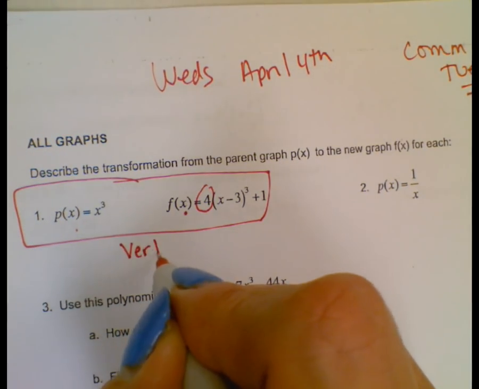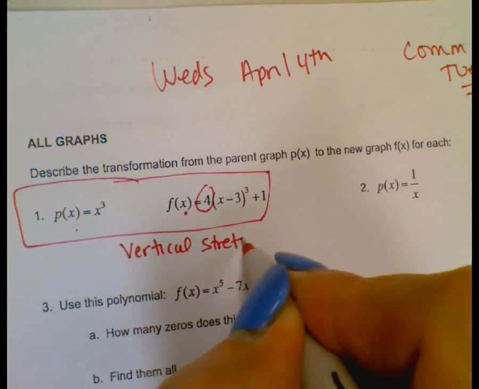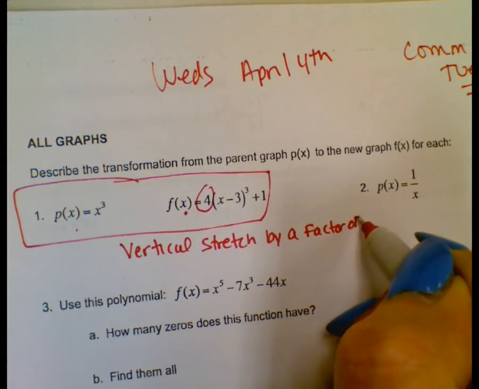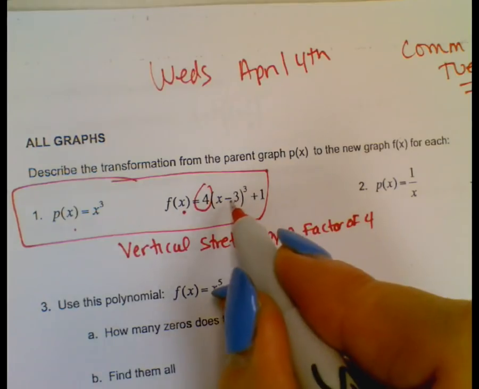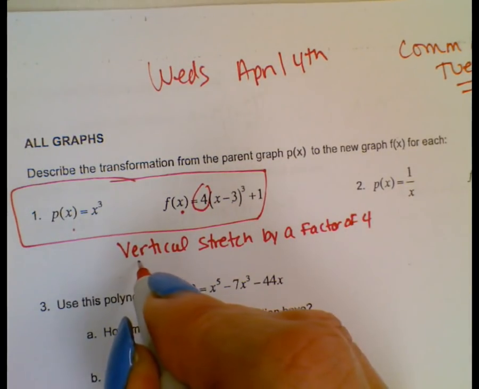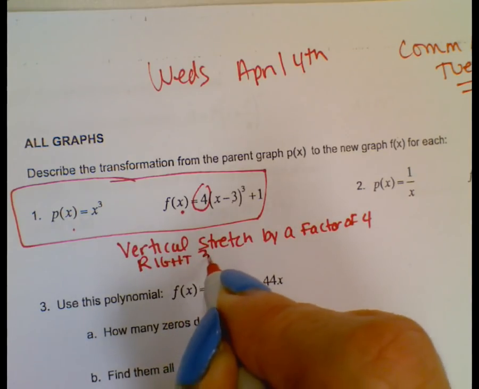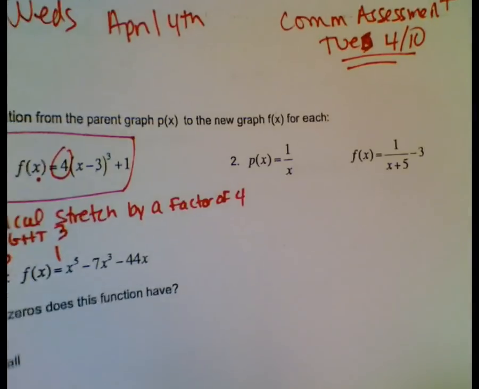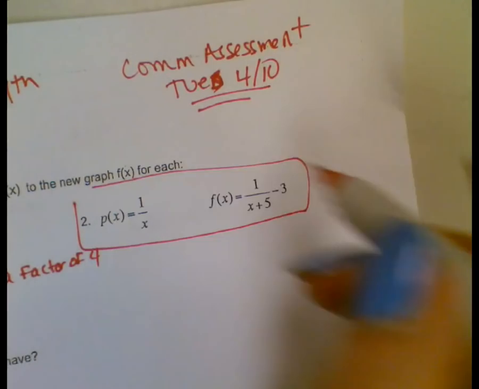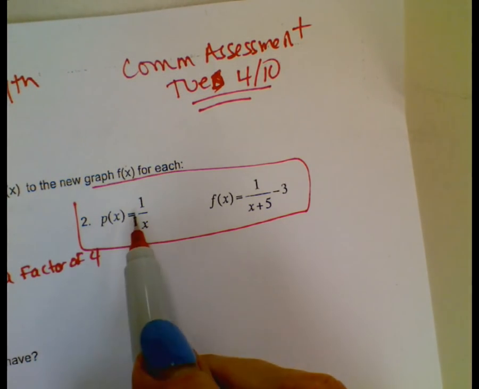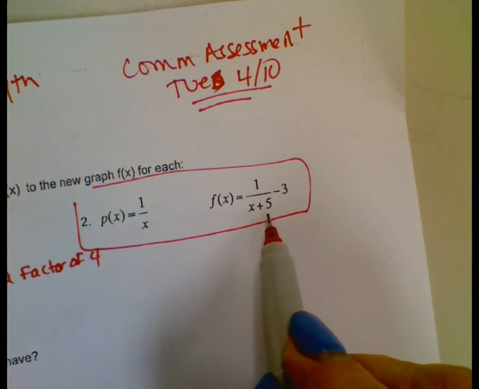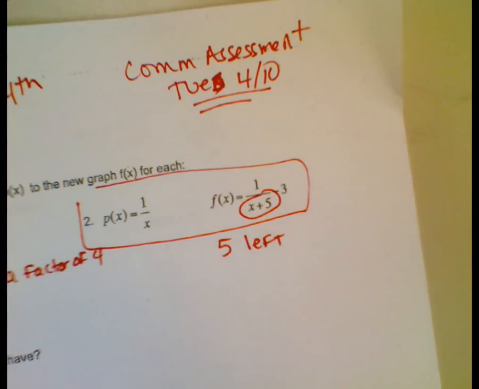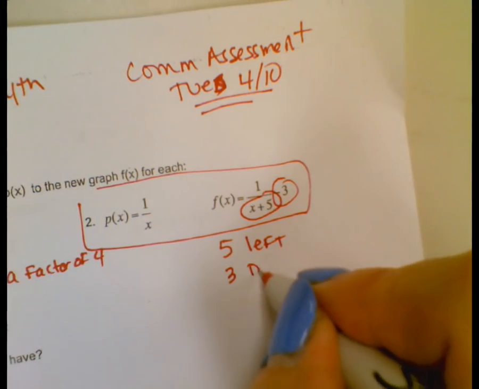This is a vertical stretch by a factor of 4. Anytime that there's a number with the x inside parentheses, we're going to go right, translate right 3, and we're going to go up 1. And then the next two, and by the way, we're done with that problem. So on this one, it's a hyperbola. It has the curves, that curve here and a curve down here. This means we're going to go 5 to the left because it's with x. And this 3 is on the outside, so we're going to go 3 down.